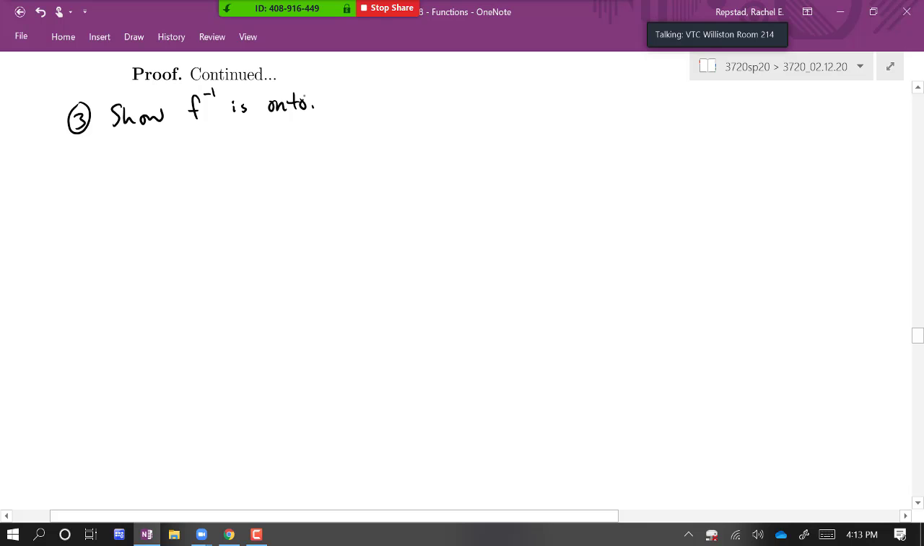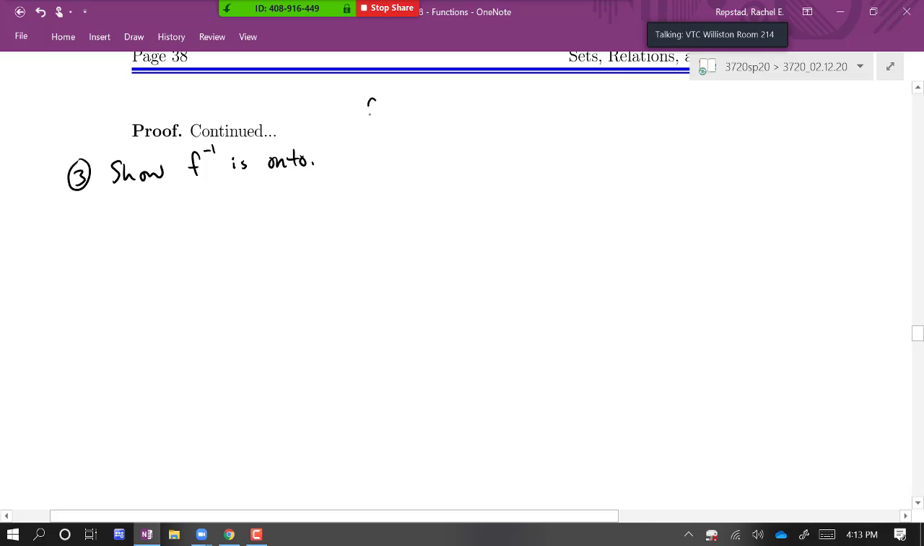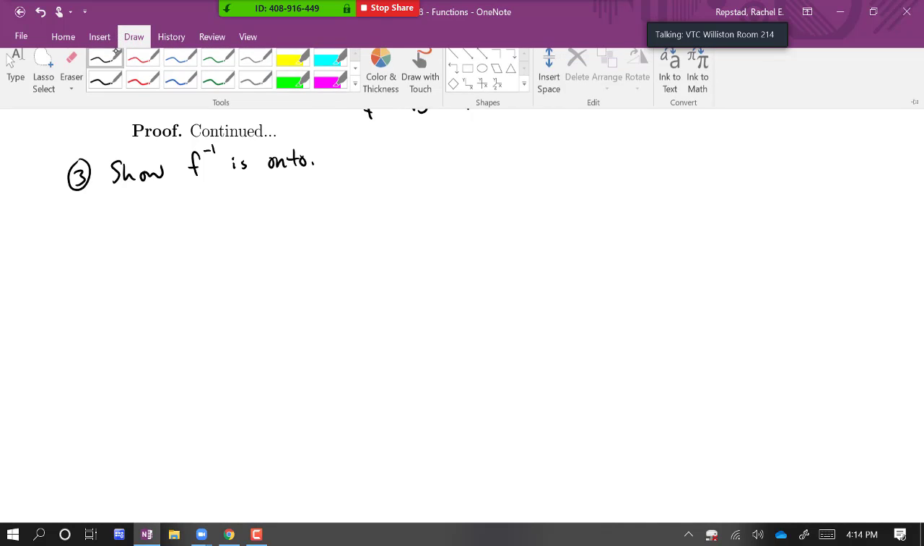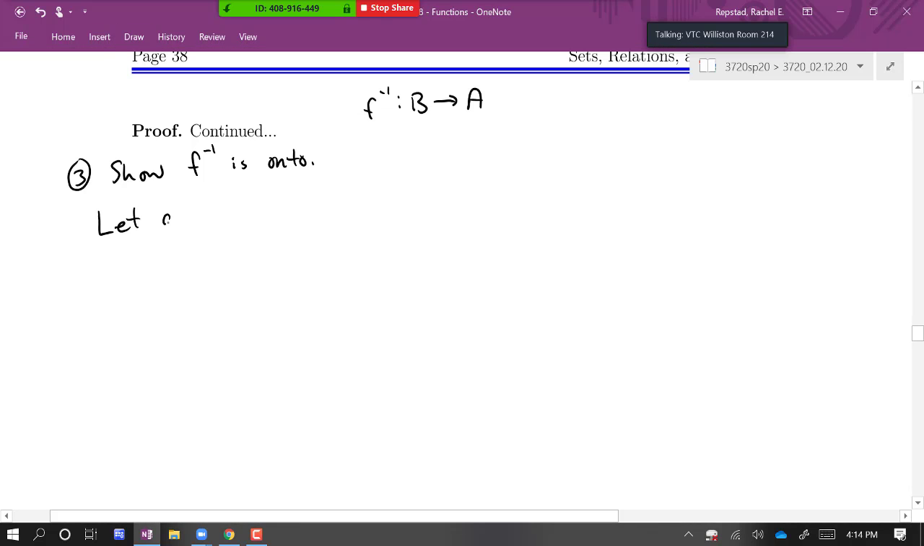Okay, now, just as a reminder, F inverse maps from B into A. To show that it maps from B onto A, what we need to do is pick an arbitrary element of A and show that there must be some element in B that maps to it under F inverse, right? Everything in your codomain gets hit by the function. So let's let A be an element of A.